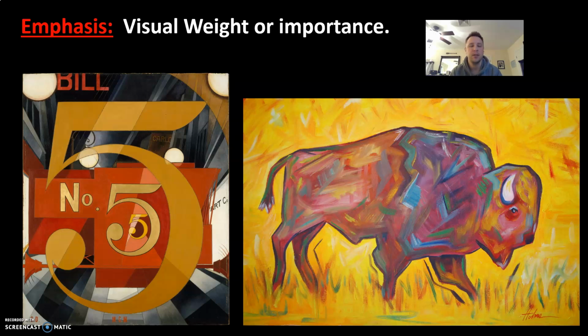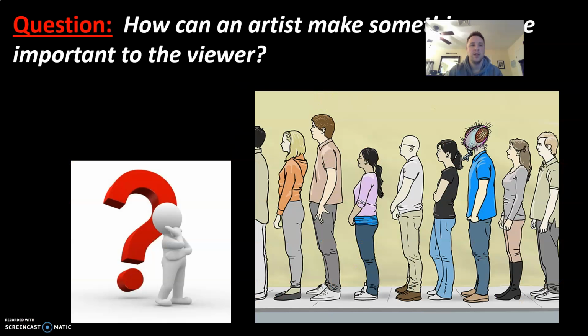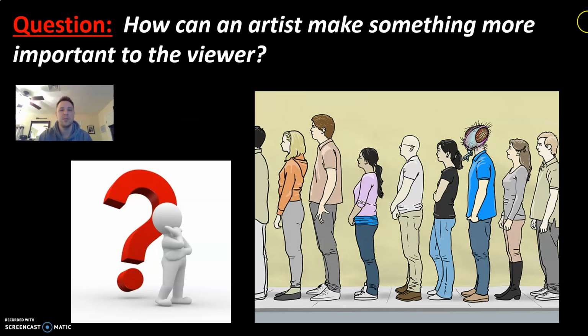And we're probably going to jump back to this slide as well to discuss how the artist made these images important and what the emphasized images are. So again, emphasis is visual weight or importance. And then your question is, how can an artist make something more important to the viewer? And there are multiple ways to do that. This image shows one specifically, one way of doing that.